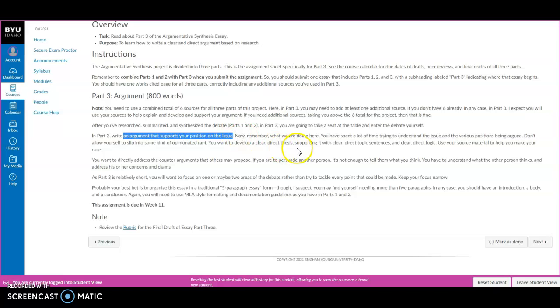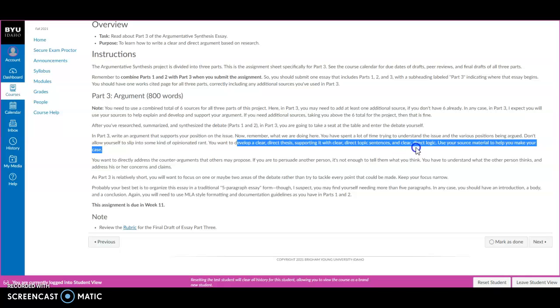And you also want to make sure that you are not arguing every single point that you pointed out in part 2. You only want to pick maybe 3 or 4 points to argue so that you could go into depth. And it's also making sure that it's not an opinionated rant. That is not what we're looking for. We are looking for that you develop a clear, direct thesis, supporting it with clear, direct topic sentences and clear, direct logic.